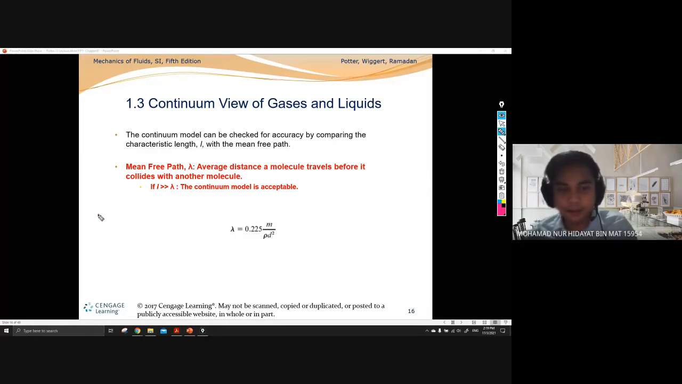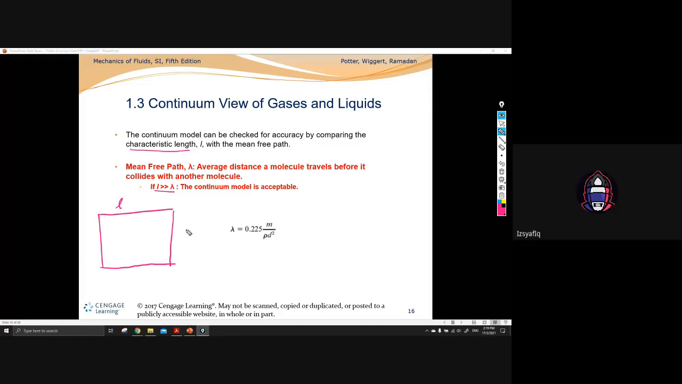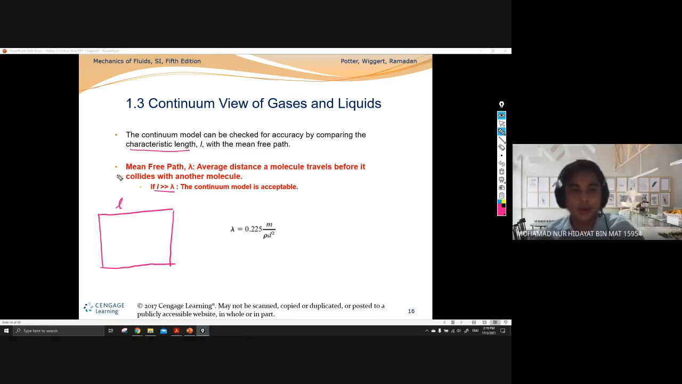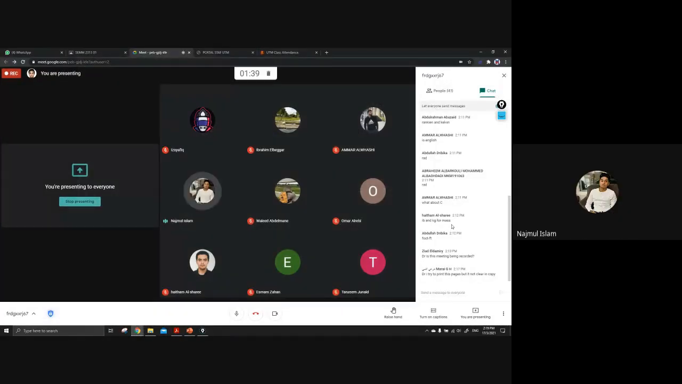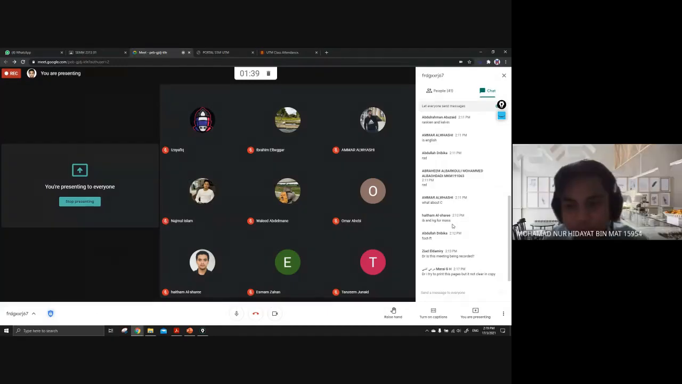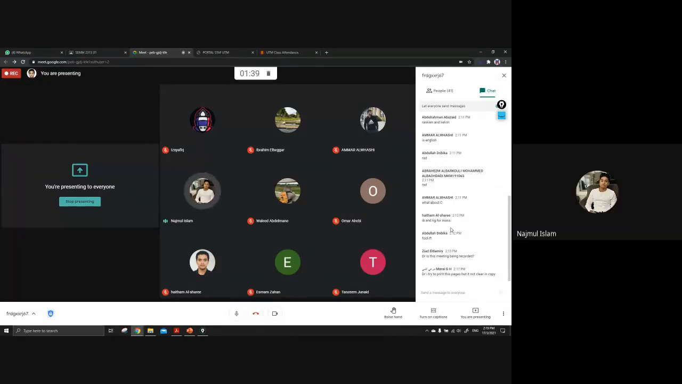Okay. For example, this is a box or container. And L is the characteristic length. What do you know about characteristic length? Anyone? It is the object that has fluid inside it. Would anyone like to give another answer? What is the characteristic length? The diameter of the molecule. Najimul? The diameter of the molecule.